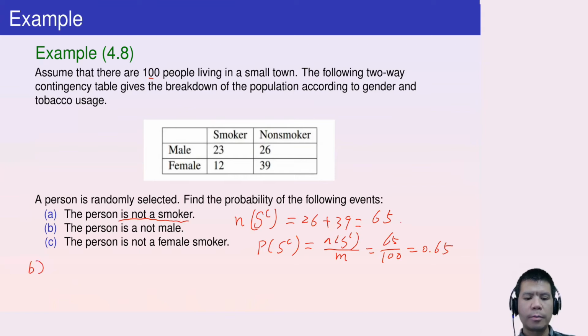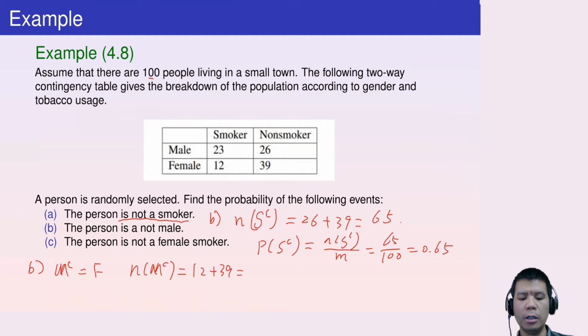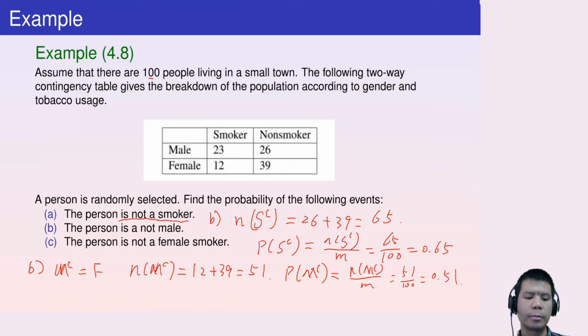B is not a male, so that's the male complement, which is female. So therefore, N of male complement equals the females. So that's 12 plus 39, that is 51. Therefore, the probability for not male equals N of not male over M. That's 51 over 100, that's 0.51.